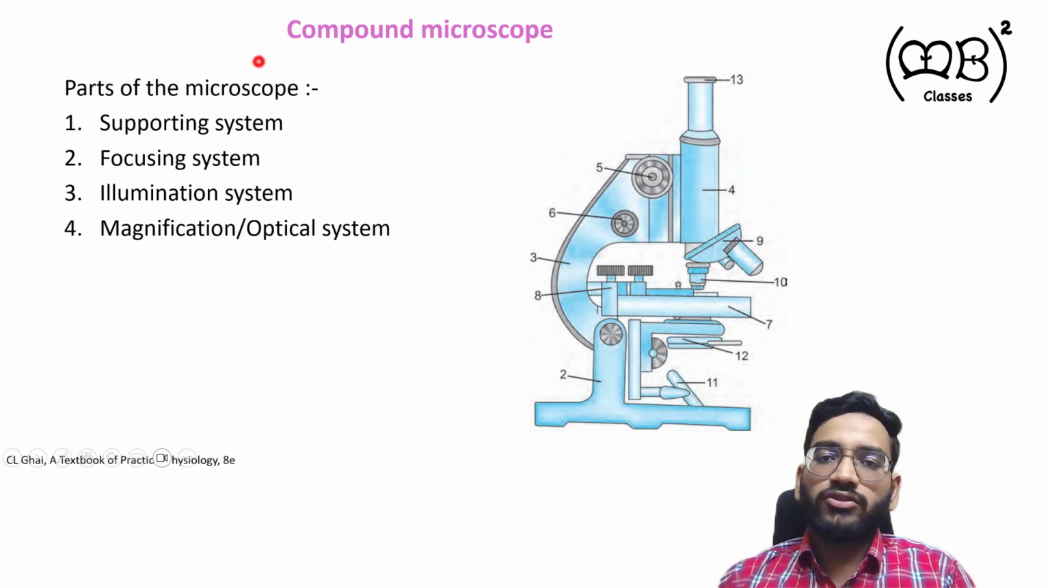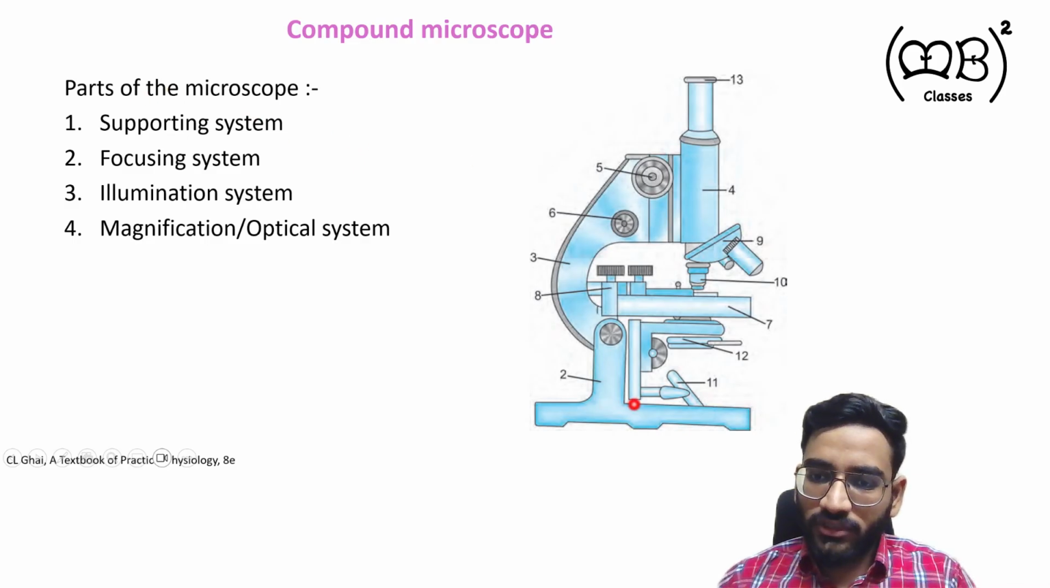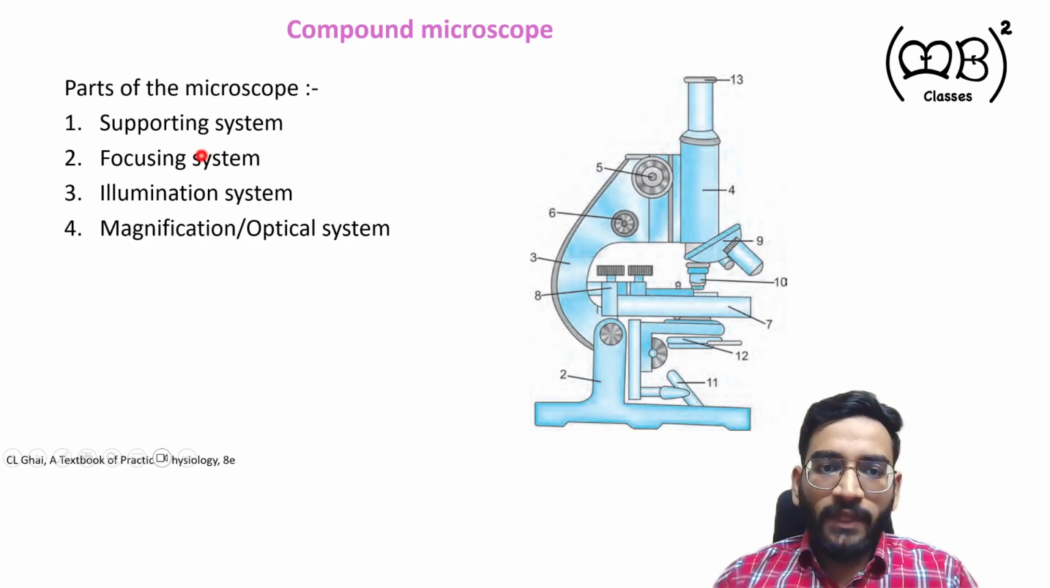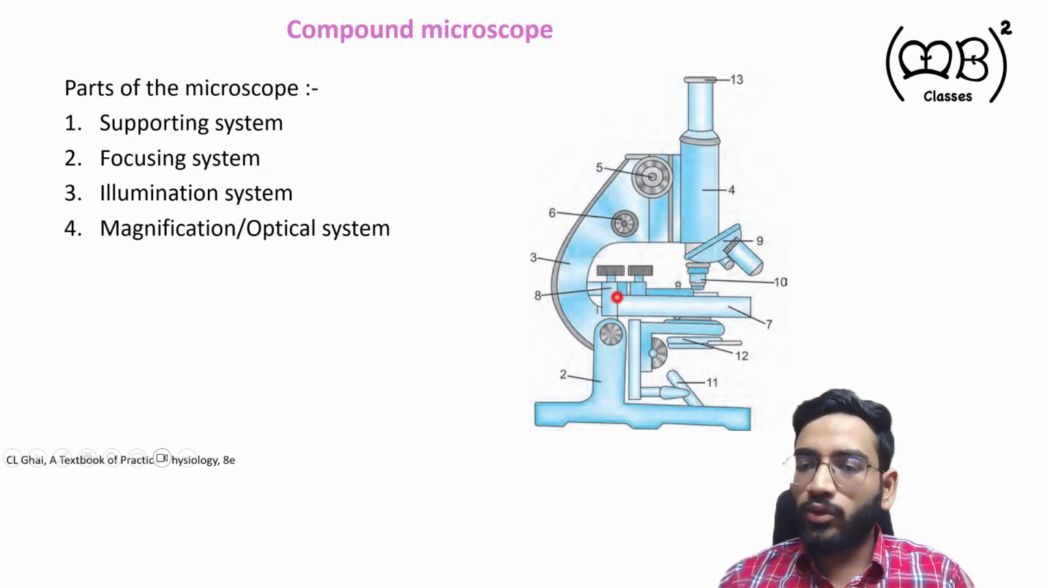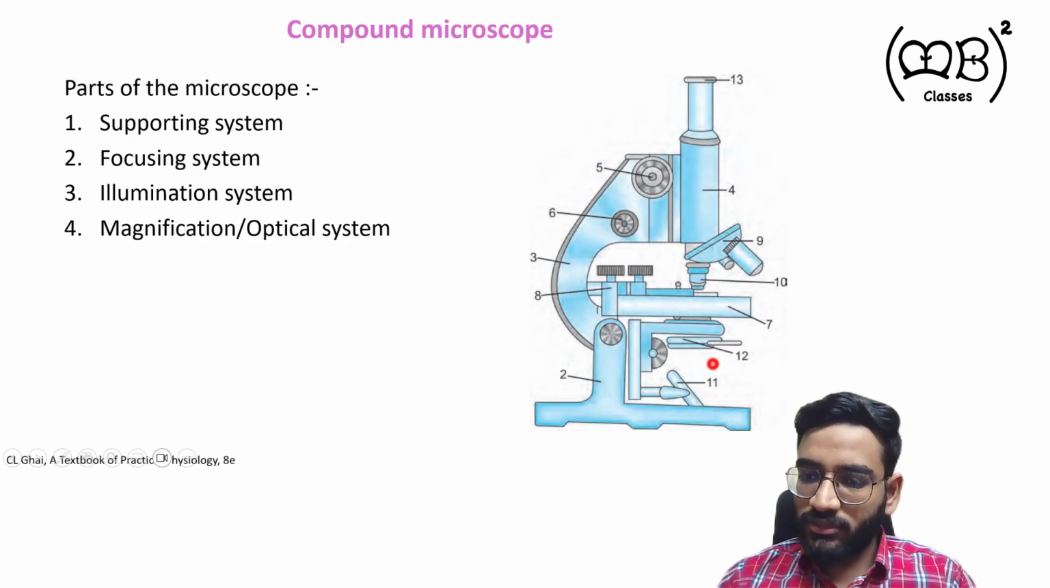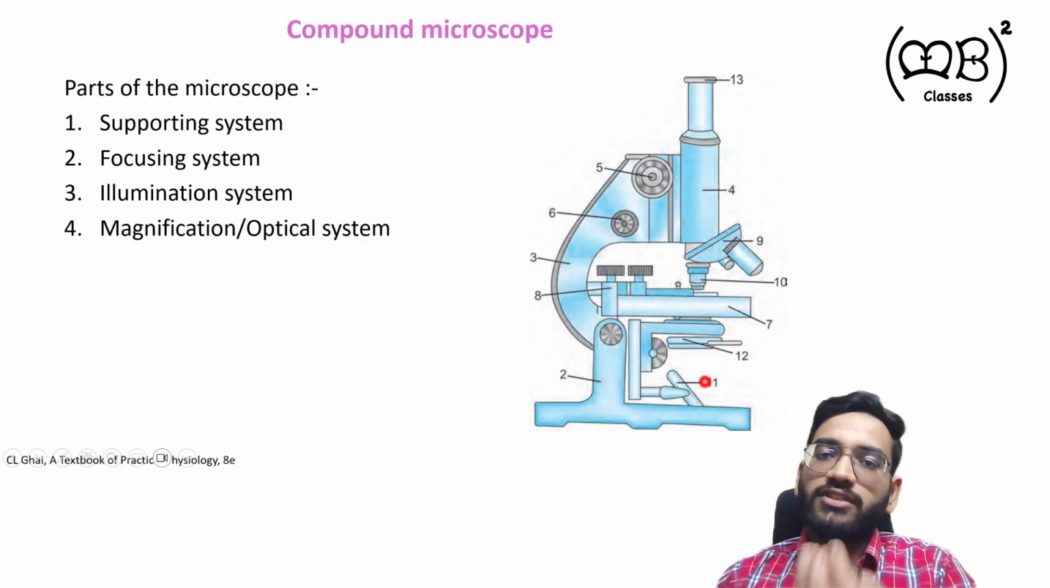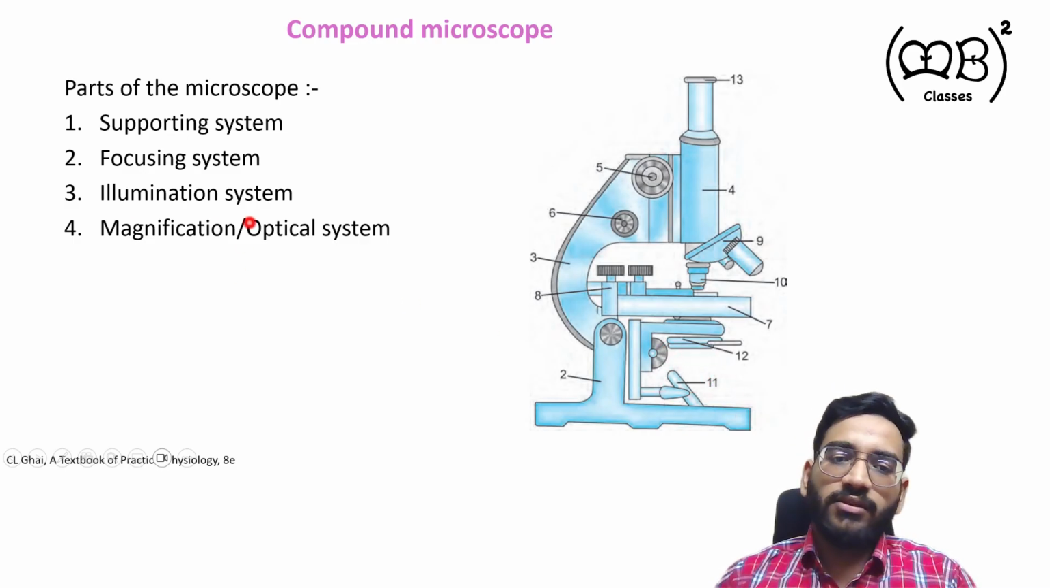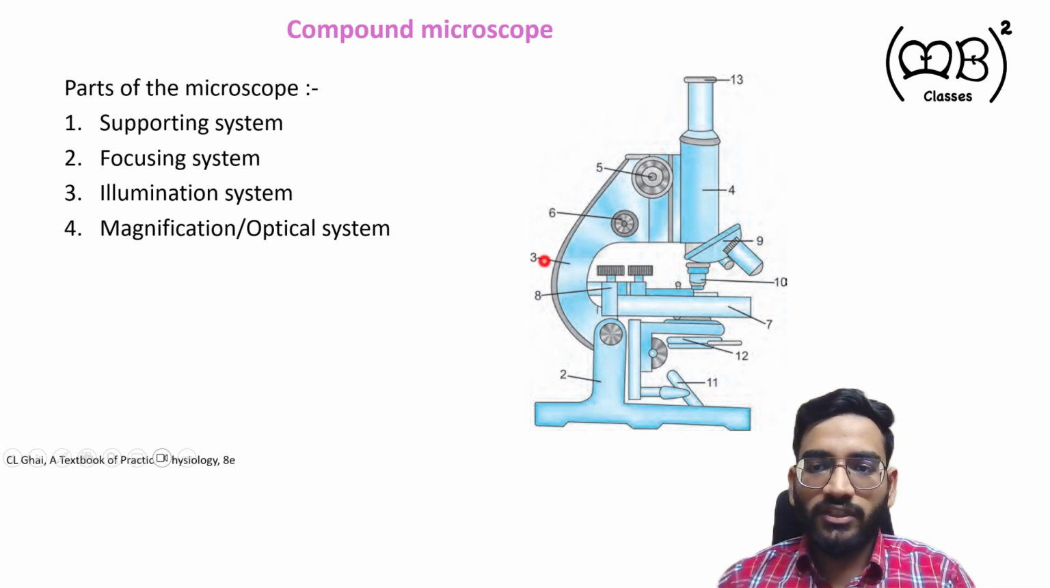So in a compound microscope, the broad parts in which the microscope can be divided are the supporting system, whatever is the base, pillar or the handle. Then there is a focusing system. The focusing system may or may not include the stage, but it includes the fine focus and the coarse focus knobs. Then there is an illumination system, from where the incident source of light will be coming. And then there is the magnification or optical system, which includes the eyepiece and the objectives. We'll see one by one.